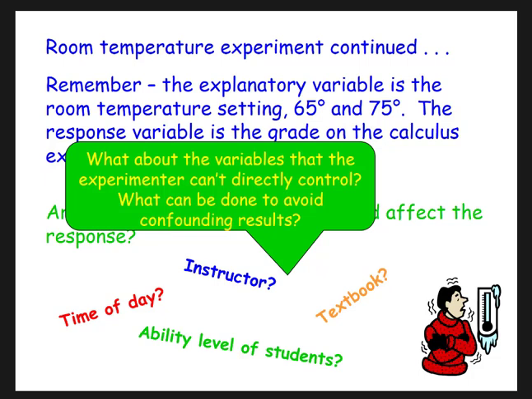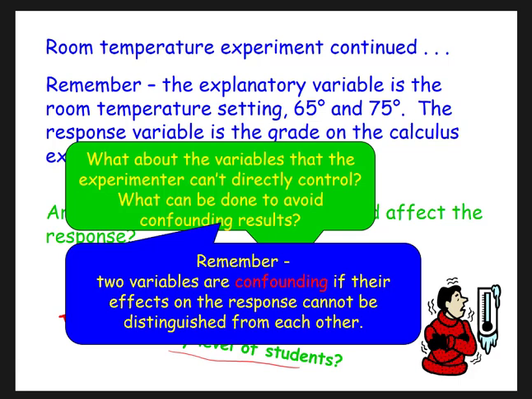So what about variables like time of day and stuff like that they can't control? Well, I suppose they could just select all students that take morning exams or whatever, but you can't control the ability levels of the students. These are the confounding ones. They affect the response, but we can't do anything to limit that effect.